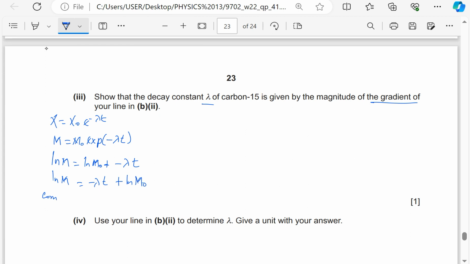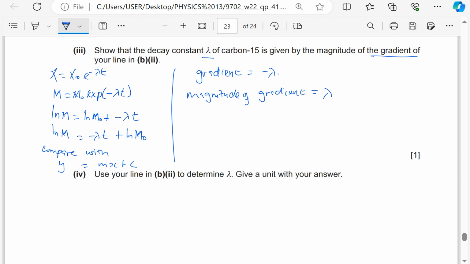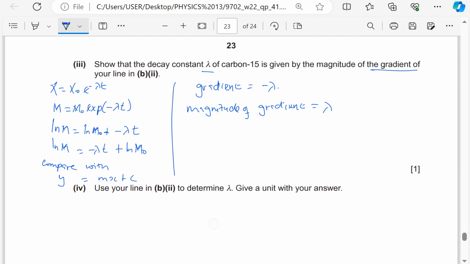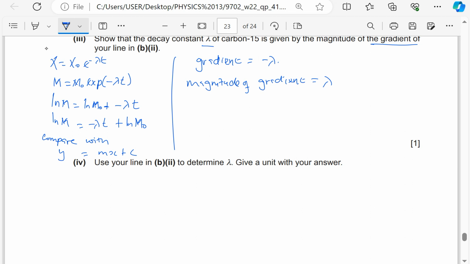If I compare with y equals mx plus c, that is the equation of a straight line, you notice that the gradient is equal to negative lambda, which means the magnitude of the gradient is lambda. So the mathematics here just carries 1 mark. Then use your answer in B Roman 2, which is the straight line, to determine lambda, and give a unit with your answer. So we say the gradient.